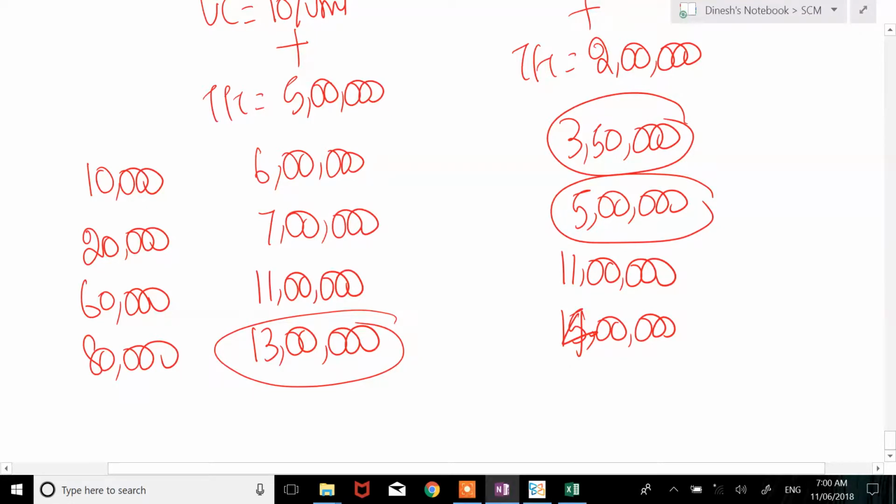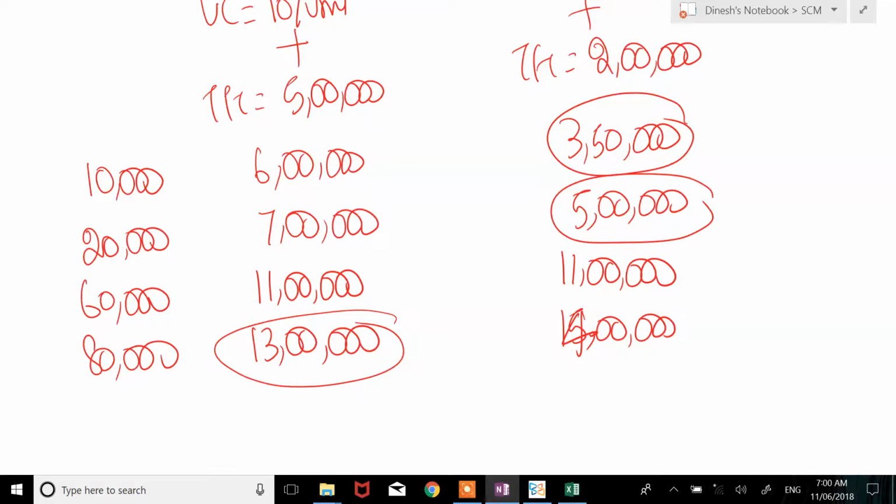Now for some level of production I prefer method B, for some level of production I prefer method A. The level at which both the methods give the same result, in this case the same cost, that's called the indifference point. Below the indifference point, you prefer a plan with low fixed cost. Always something which has lower fixed cost is preferred when the volumes are less.